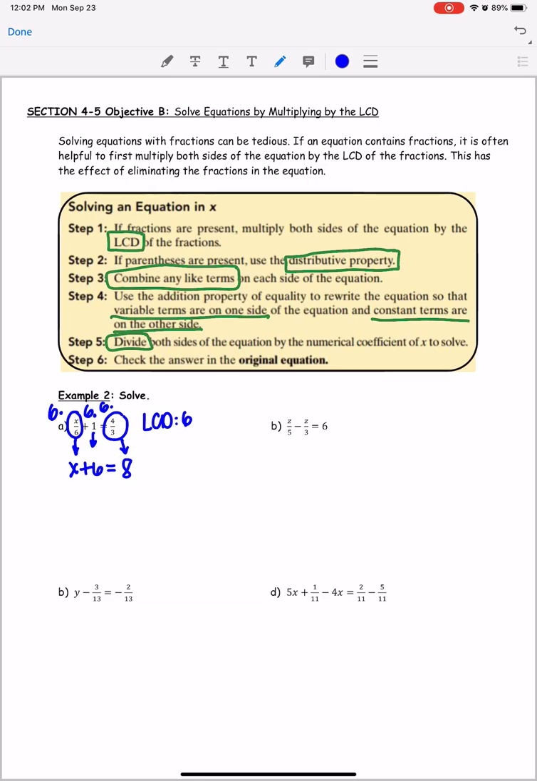Now I have just a simple equation, and now I can solve. So we got x plus 6 equals 8. The whole point of multiplying everything by this LCD is to eliminate every fraction. Did I get rid of my fractions? Yes, I did, so it served its purpose. So now we can solve. So the opposite of adding 6 is to subtract it. So I get x equals 2.